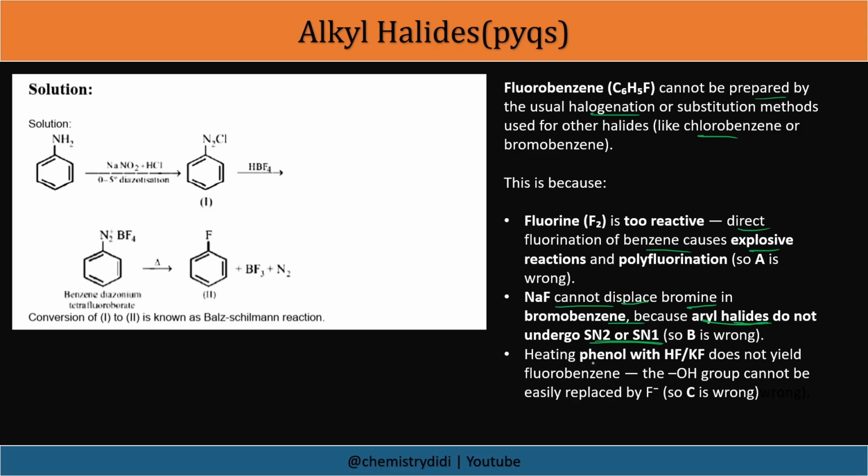And the last one, phenol with HF. It does not yield fluorobenzene because the OH group cannot be easily replaced by fluoride, F negative. So this is also wrong. So option D is the correct one. I hope you have understood this. For your reference only, I have added this.